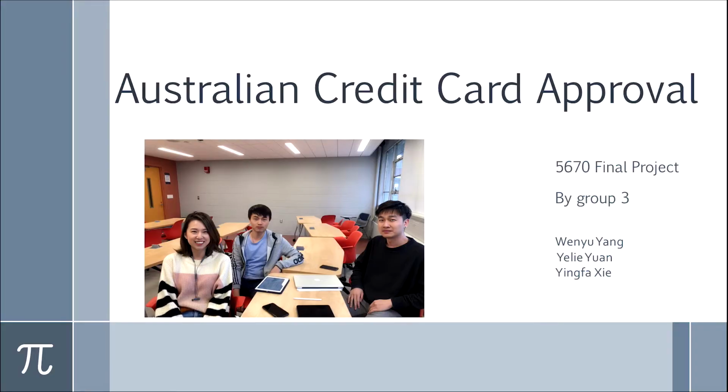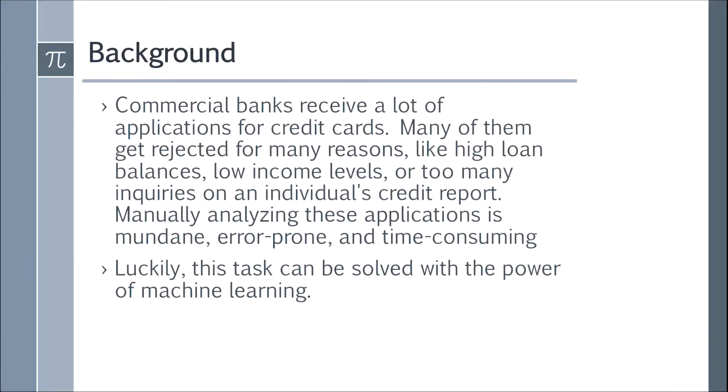Okay. So today we will talk about Australian credit card approval. As we all know, commercial banks receive a lot of applications for credit cards. Many of them get rejected for many reasons, like high loan balances, low income levels, or too many inquiries on their reports. Manually analyzing these applications is tedious, error-prone, and time-consuming. So this project is trying to find a way to build a model that can automatically analyze those credit card applications.